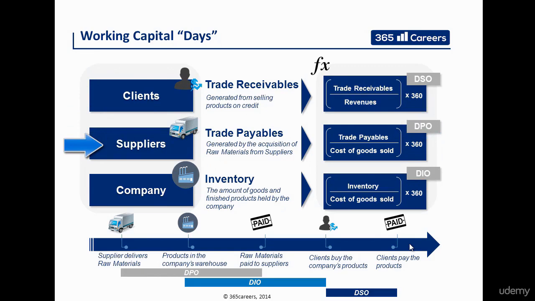DPO is a company's average payable period. Days payable outstanding tells how long it takes for a company to pay its invoices from trade creditors, such as suppliers.